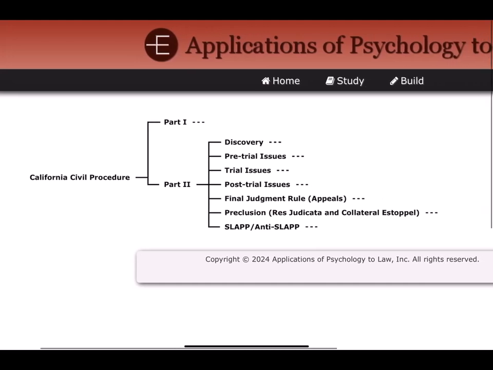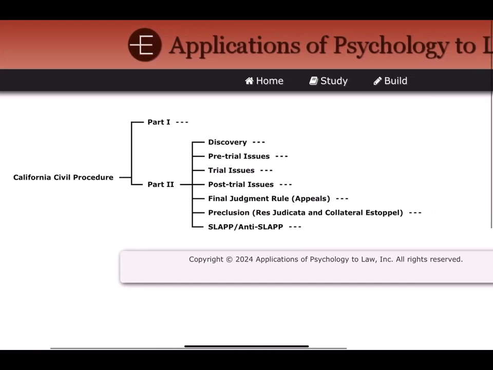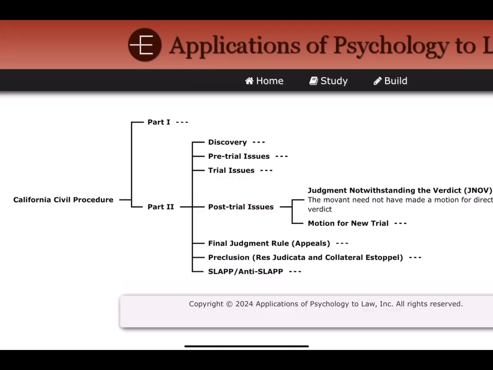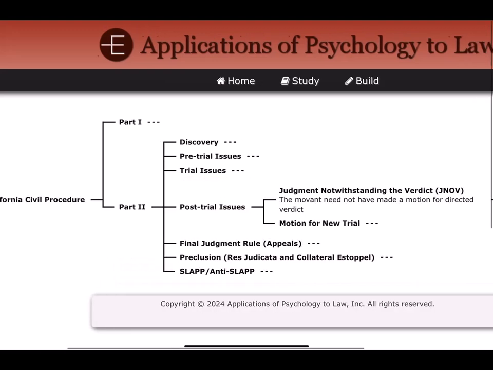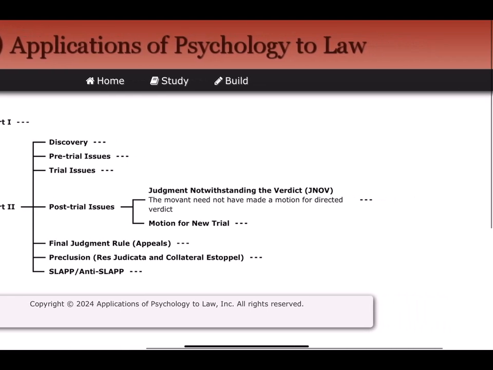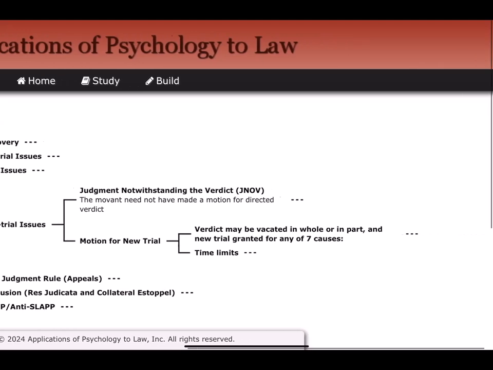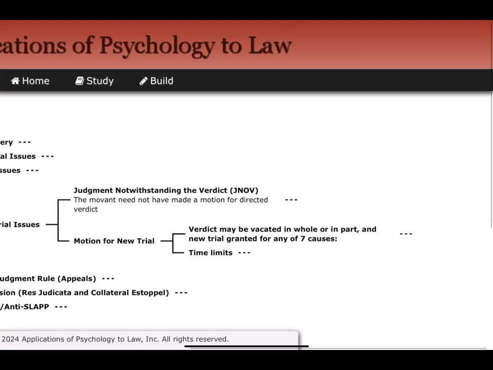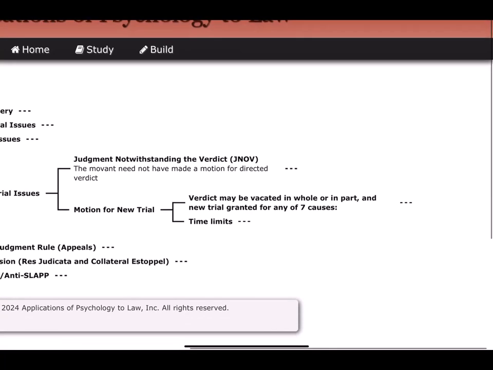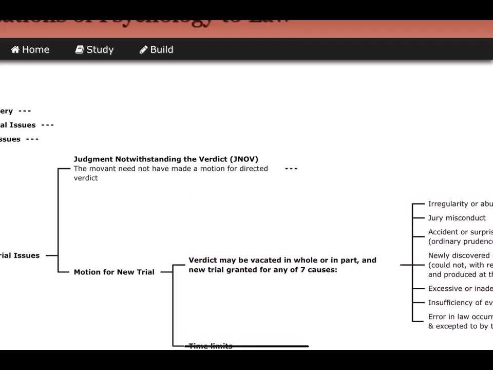So let's get the trial issues closed up, get down to post-trial issues, open that up, and look at motion for a new trial. The verdict may be vacated in whole or in part, and a new trial granted for any of 7 causes. Let's open that up and see what they are.